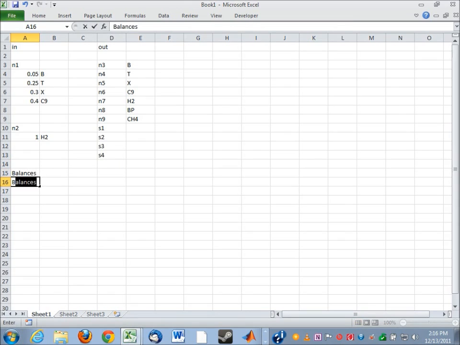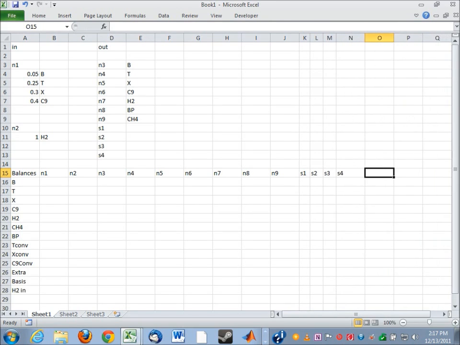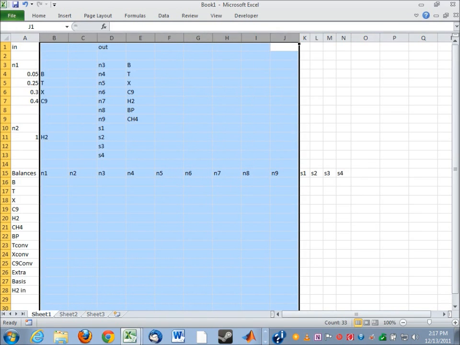We now set up the table for all of our balances. We put in 1 row for each equation. So we set up a row for benzene, toluene, xylene, C9, H2, CH4, BP, our 3 conversions, the extra information we have about the biphenyl, we set a basis, and we set our H2 in. For our columns, we put in all of our unknowns, N1 through N9, and squiggle 1 through squiggle 4.